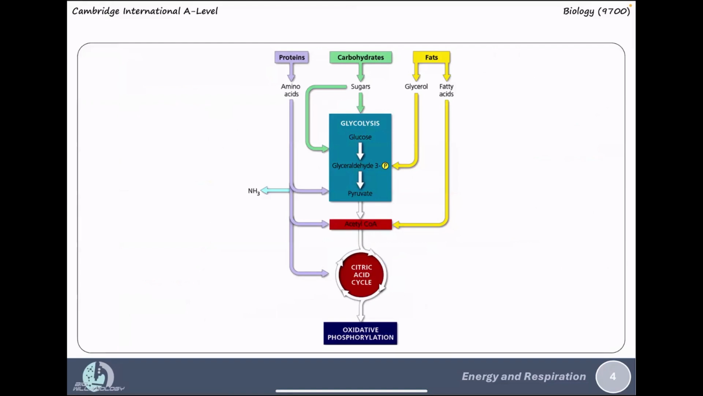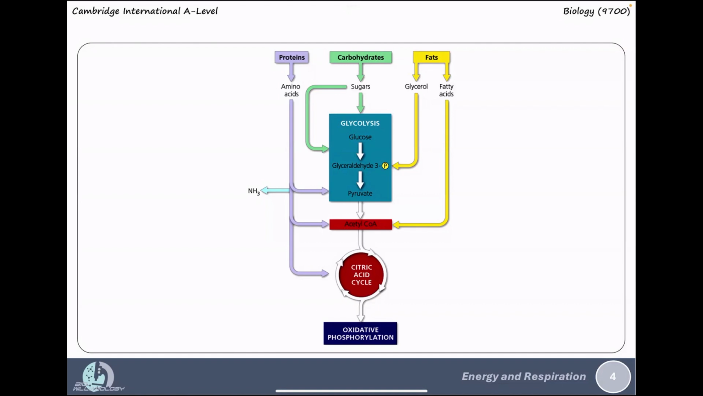So this diagram summarizes how these different types of respiratory substrate enter the aerobic respiration pathway. You can see that the protein is hydrolyzed to form amino acids. Deamination takes place where the amino group is removed to form ammonia, and the remaining keto acid will act as the intermediate compound in glycolysis as well as the Krebs cycle.